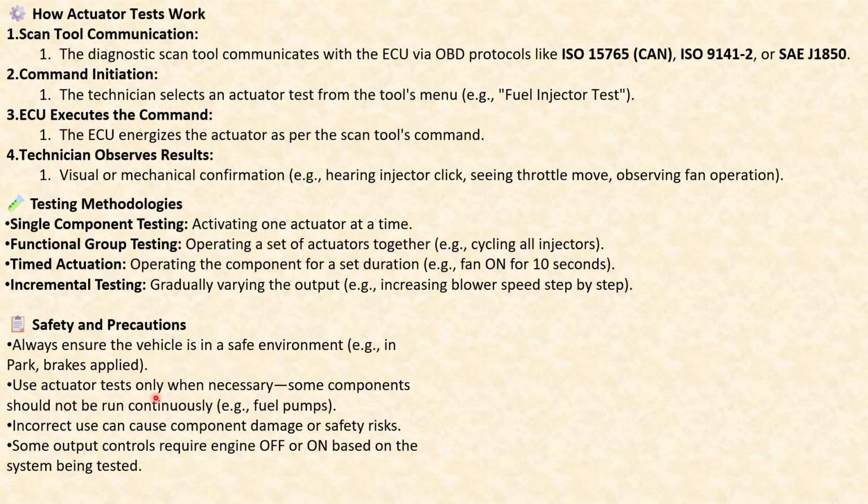Next, use actuator tests only when necessary. Some components should not be run continuously. For example, fuel pumps, you must ensure that these are usually in the switched off position. Incorrect use can cause component damage or safety risks. Some output controls require the engine off or on based on the system being tested. So these are the safety precautions that need to be ensured before the actual testing starts.